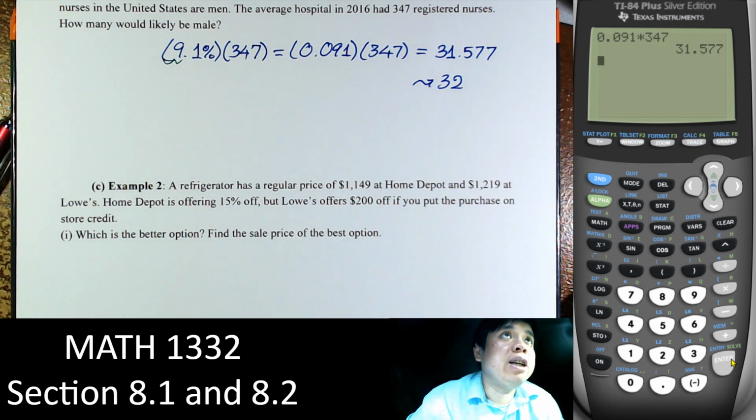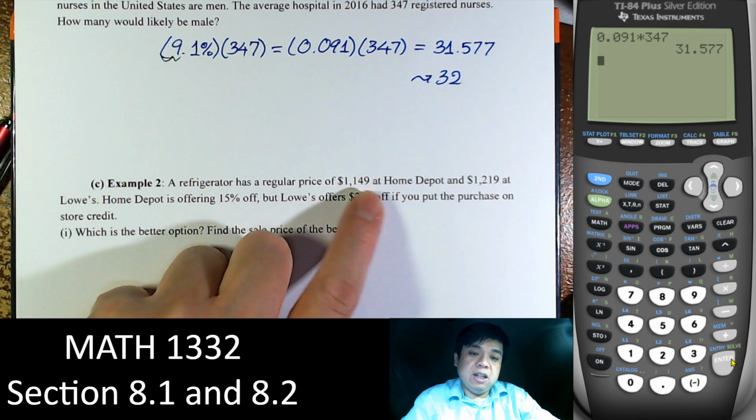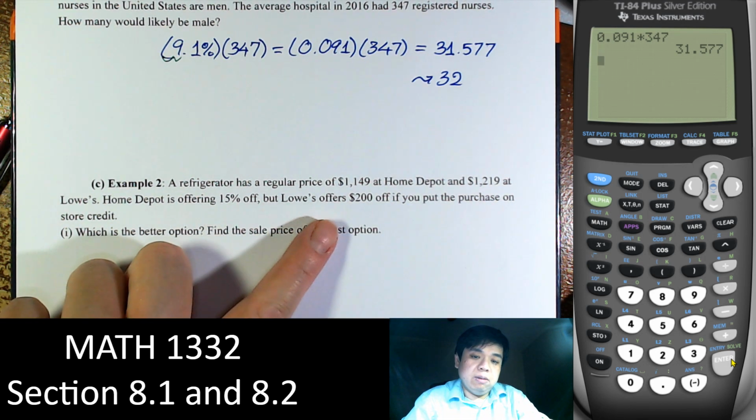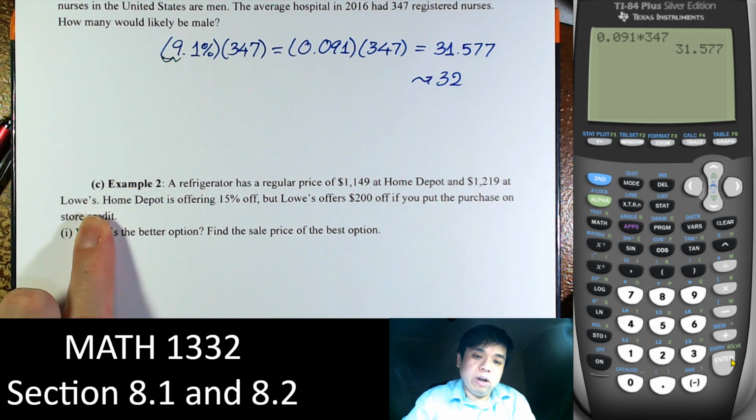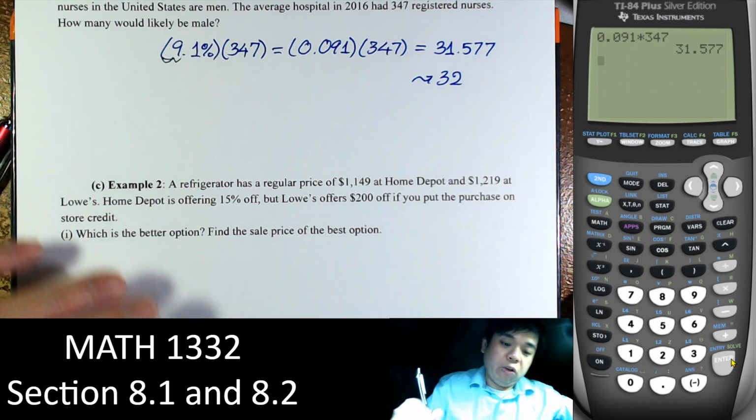Next we have this sample. A refrigerator has a regular price at Home Depot and at Lowe's. Okay, so that's the regular price. Home Depot is offering 15% off and Lowe's offers $200 off if you purchase on the stock rate. Right, so what is the best option? It's easy, we're just going to calculate both of them.